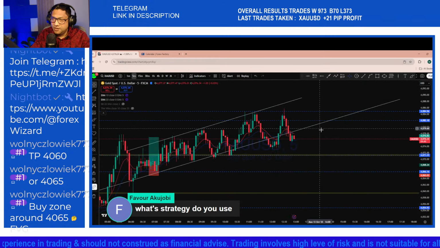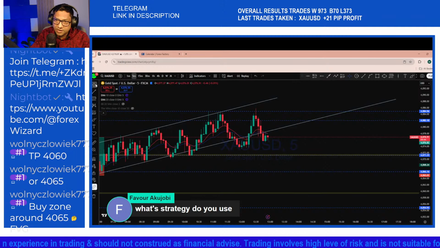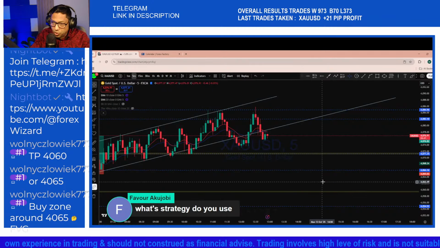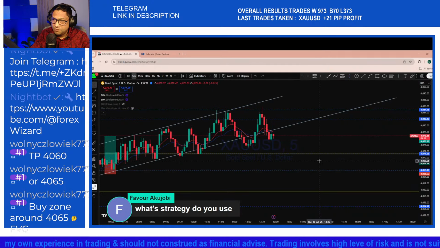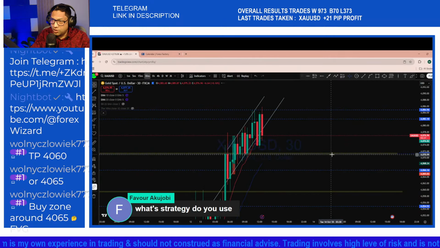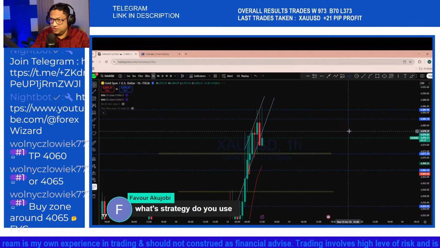We see the market here breaking that low, approaching that support level, and looking for that entry again in this market.